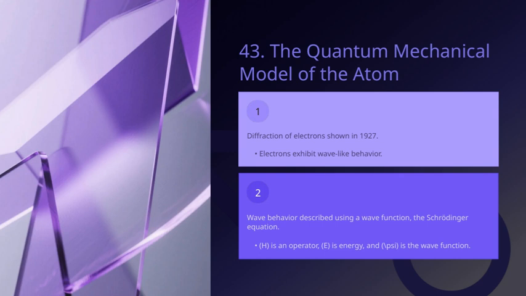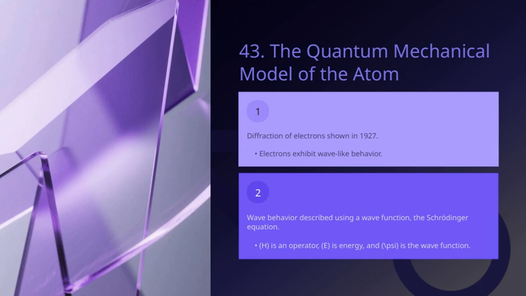Now, an important point to highlight is that electrons, which we often think of as particles, actually exhibit wave-like behavior. This was a groundbreaking realization back in 1927 when electron diffraction was first observed. The diffraction of electrons demonstrated that they don't just behave like tiny billiard balls, but also display properties characteristic of waves, such as interference and diffraction.